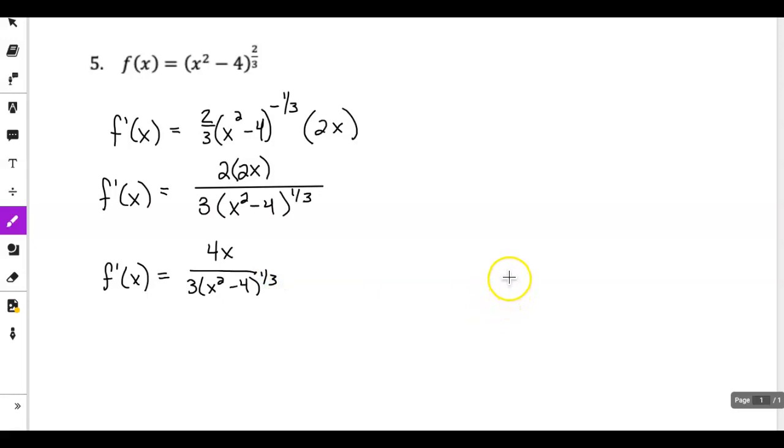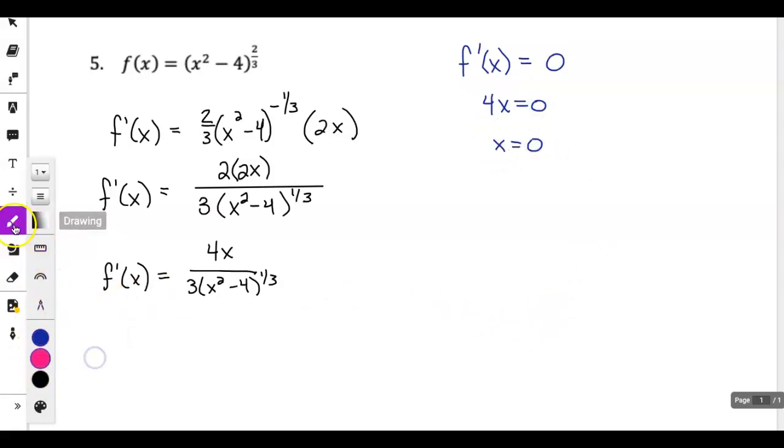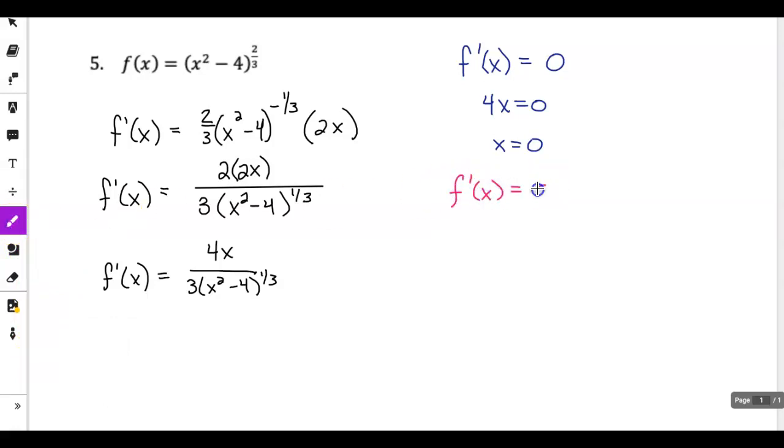And then we're okay now to go ahead and determine our partition numbers. We're going to figure out where the derivative is equal to 0 and where the derivative is undefined. So the derivative is going to be 0 where the numerator of the fraction is 0. So our first partition number we get is at 0. And then I'm going to go ahead and figure out where the derivative is undefined by setting my denominator equal to 0.